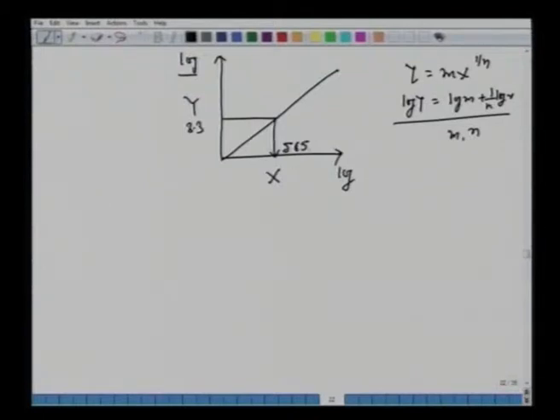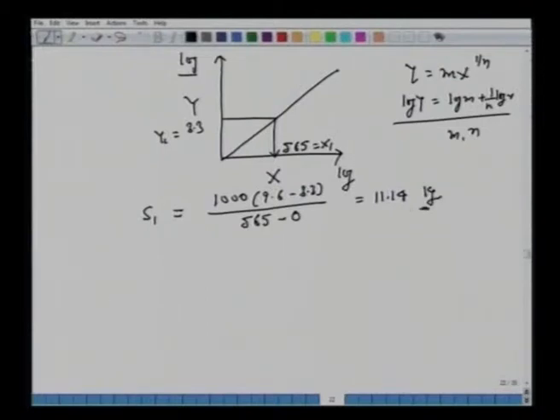Once we know the values of y1 as 3.3 and x1 as 565, you can make the balance which we did earlier. For stage 1, S1 will be equal to LS, which is 1000, times the 9.6 we bring in minus 3.3, divided by the solid phase concentration, which has increased from 0 to 565. So S1 is 11.14 kg. Mind you, once we have S1, we can now determine S2.